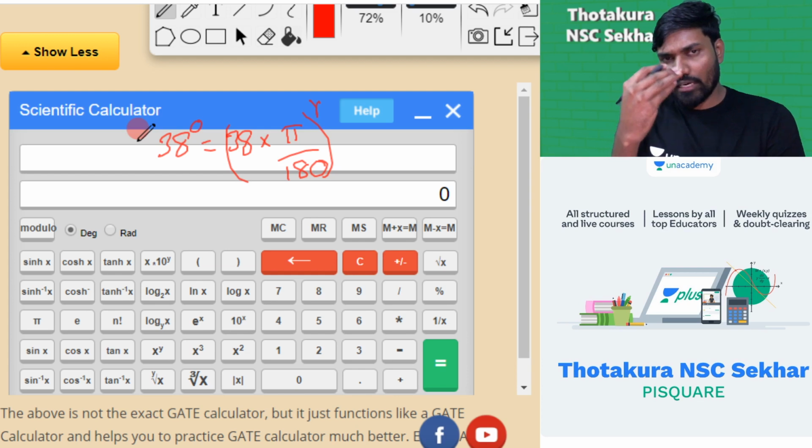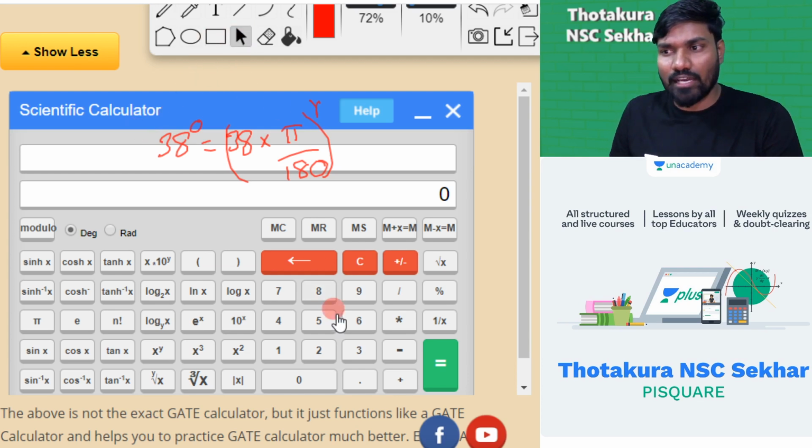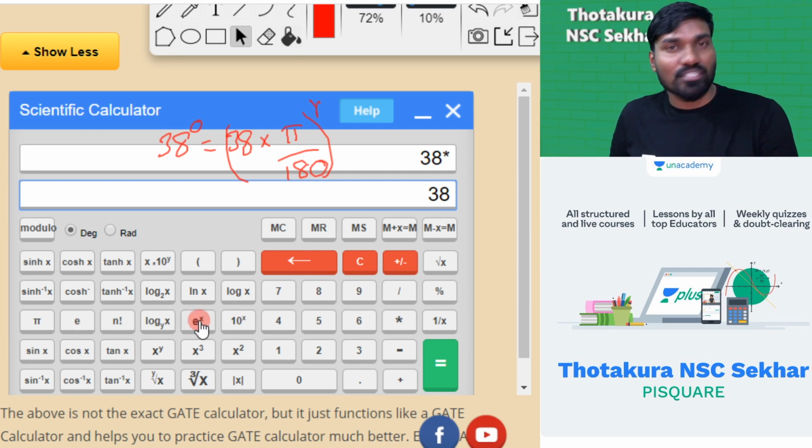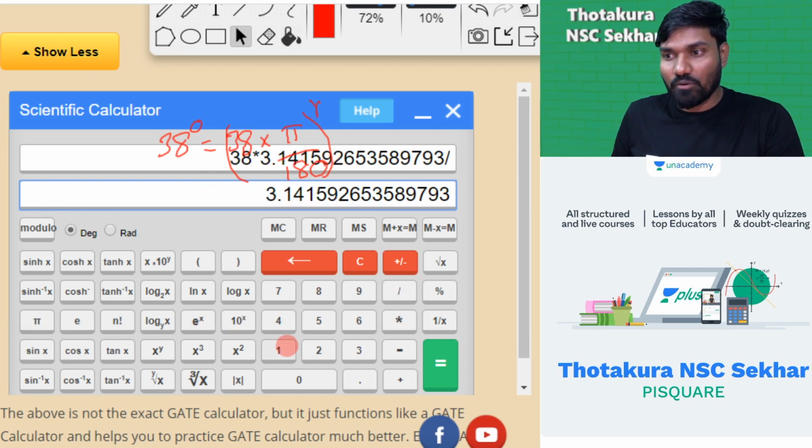If I want to calculate only one value, I'll simply do this: 38 into pi. The pi value is already here. We have two constants, one is pi, another one is e. What is e? This and this are both the same, in the sense that e is e power 1. Here if you take x as 1, e power 1, both are the same. I'll show you very shortly. So 38 into pi divided by 180.